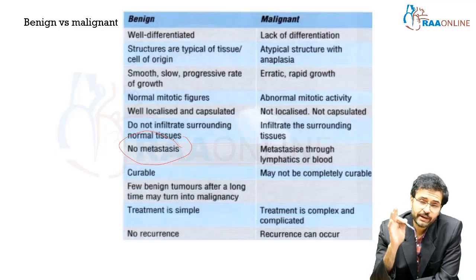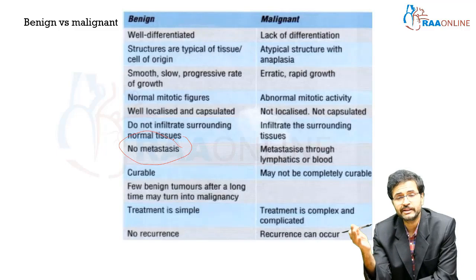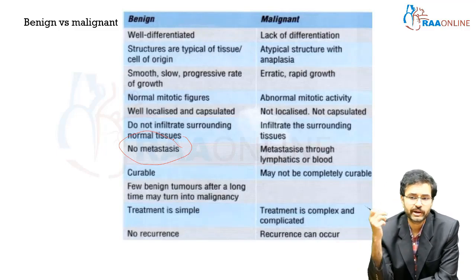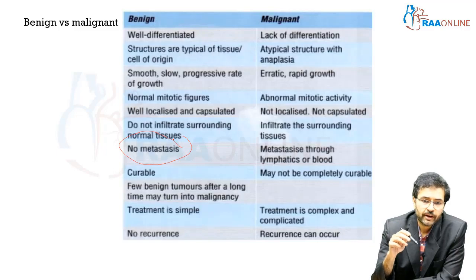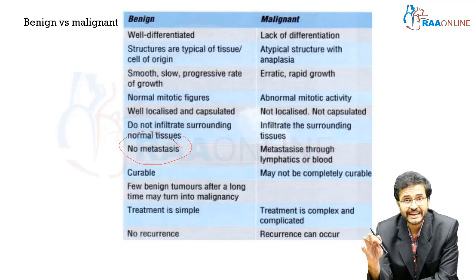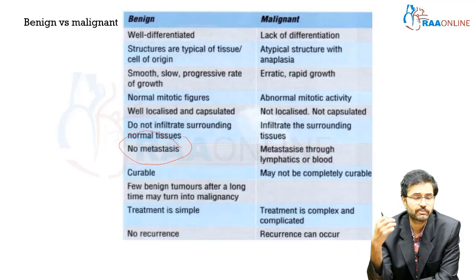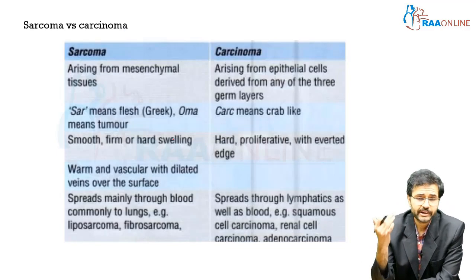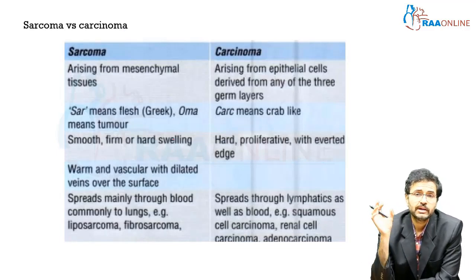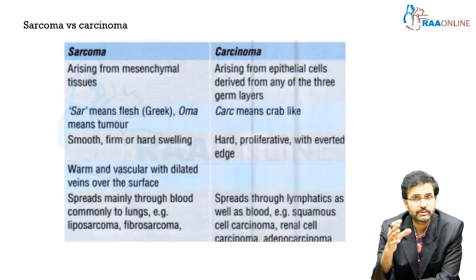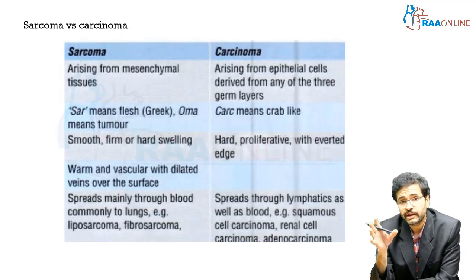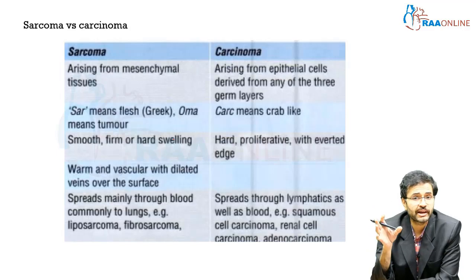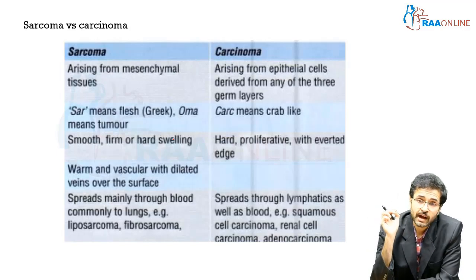Benign lesions are better cured with a surgical excision, whereas malignancy might require other adjunctive modalities in the treatment. And of course, remember, benign lesions when removed completely will not have recurrence, whereas malignancy has a very high tendency to recur. Among malignancies, the 2 most important types are sarcomas and carcinomas. Sarcomas are malignancies which arise from mesenchymal tissue, whereas carcinomas arise from epithelial cells which can be derived from any of the 3 germ layers.